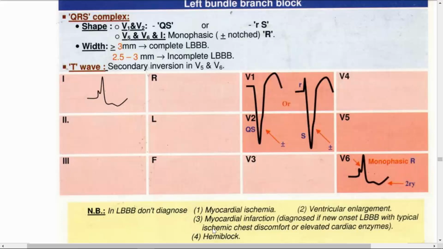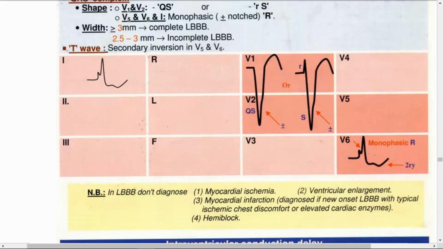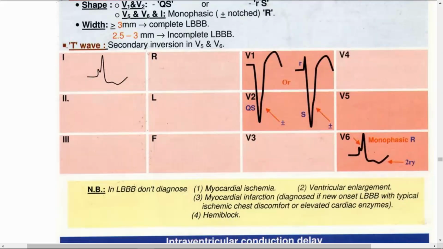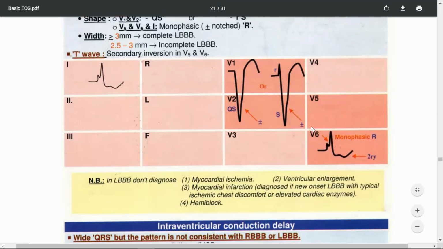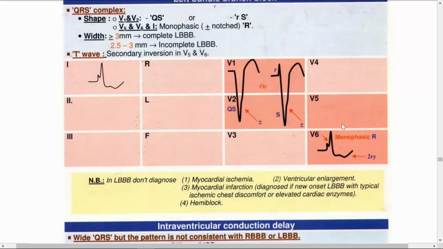And also the hemiblock. Clear? So this is the secondary T-wave inversion and the left bundle. So the notch here, what are the left leads? V5-6 or V1-2? V5-6 are the left leads.